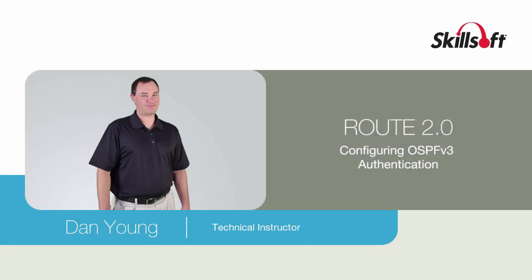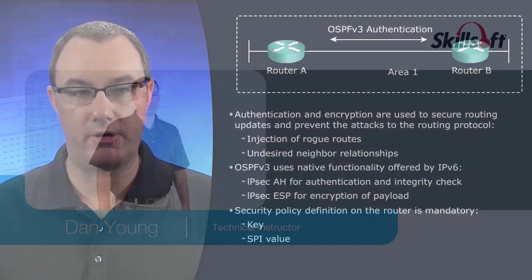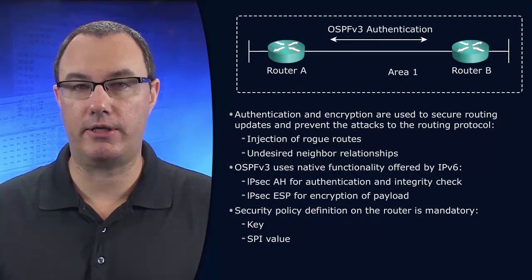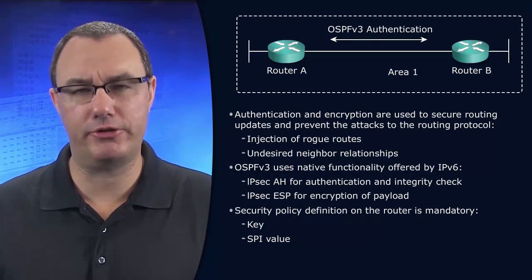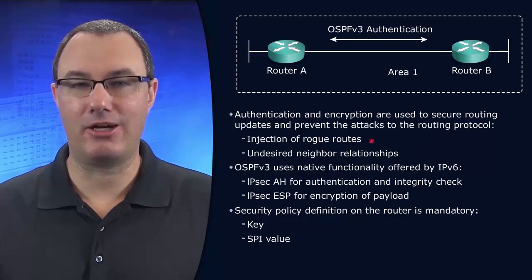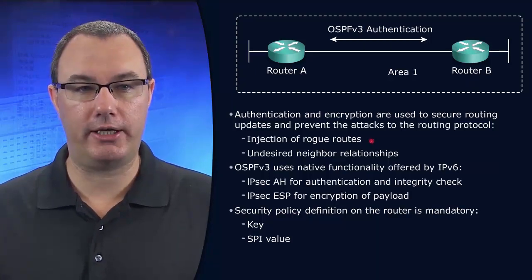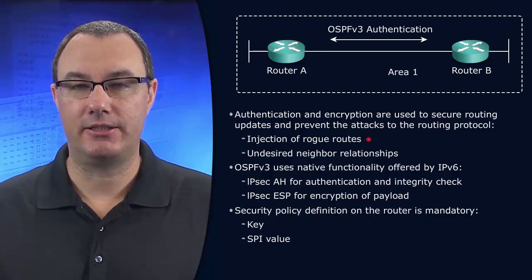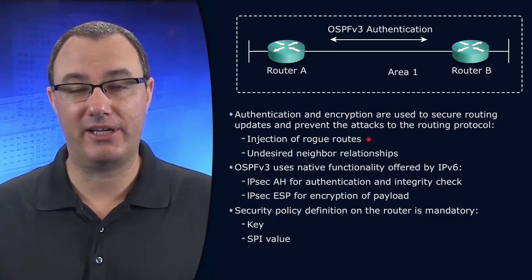We can authenticate OSPFv3, no surprises. And we can do that with SHA-1 or MD5. We'd choose SHA-1. It's going to give us a better level of protection. Like all other routing protocols, we are preventing or reducing the likelihood of getting rogue routes.